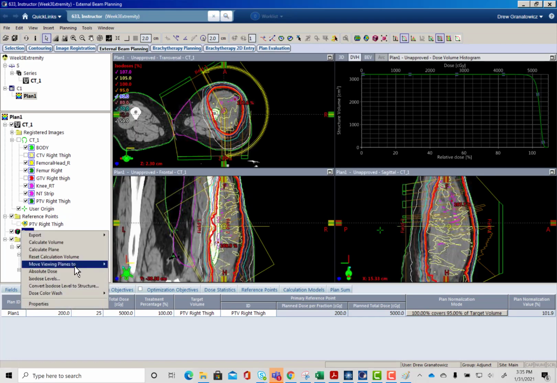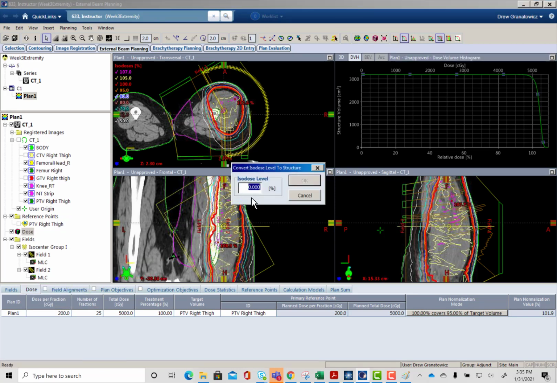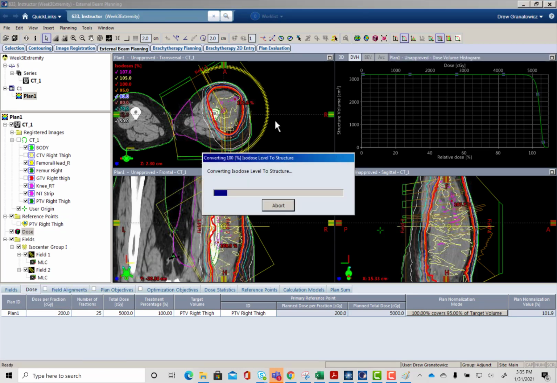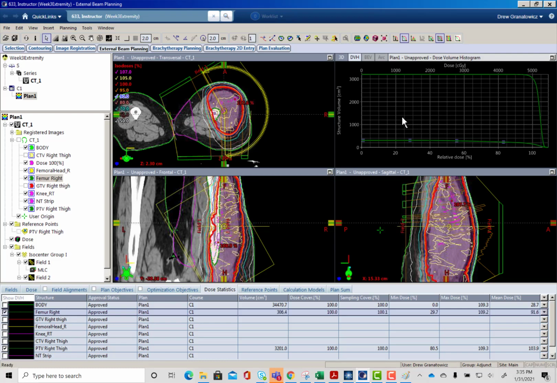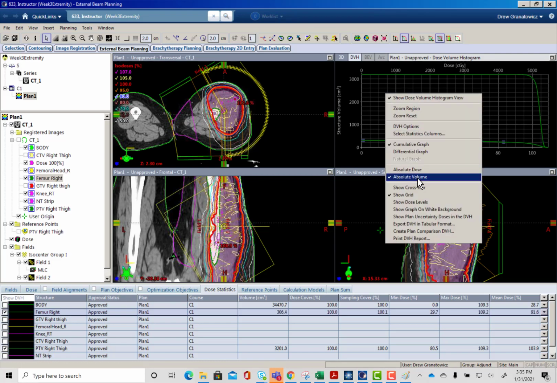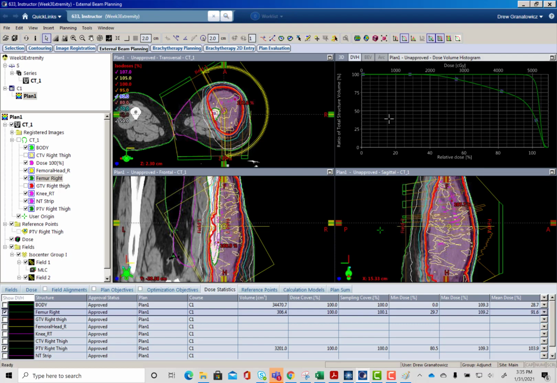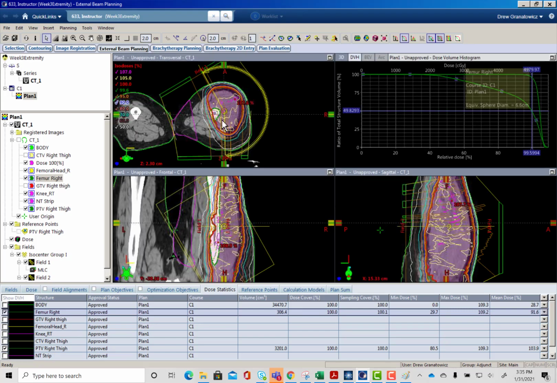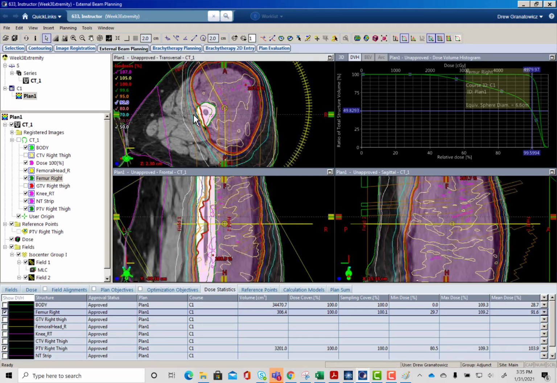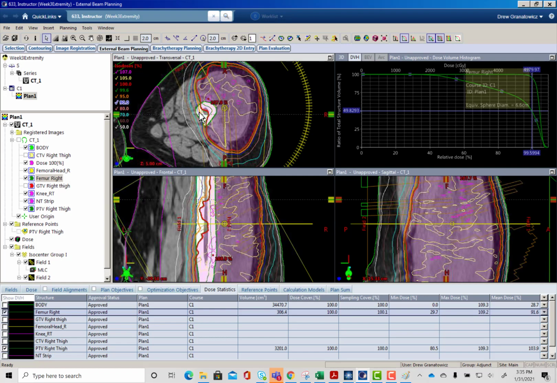I'm going to come here to dose. I'm going to convert isodose level to structure. I'm going to convert my 100% line into a contour. I know we are meeting all our other objectives except for possibly this femur. So if we turn this femur on and I turn absolute volume off, we look at 50%. So 50% is like right at 50 gray, like right there. So I'm still thinking we need to try to carve some of this dose out of that bone.